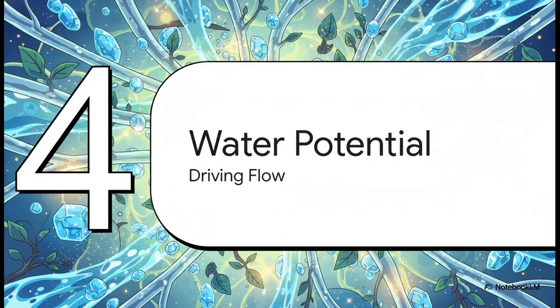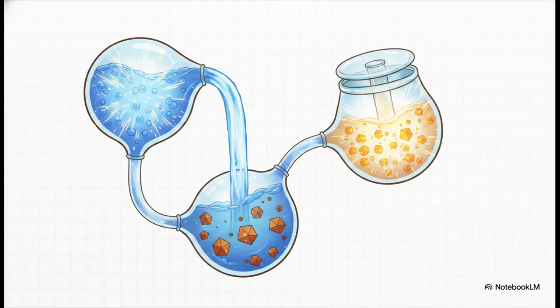Okay, so we've got the transport methods down, but what's the actual engine driving massive volumes of water through these pathways? To get plant-water relations, you really just need this one secret code. Water potential equals solute potential plus pressure potential.